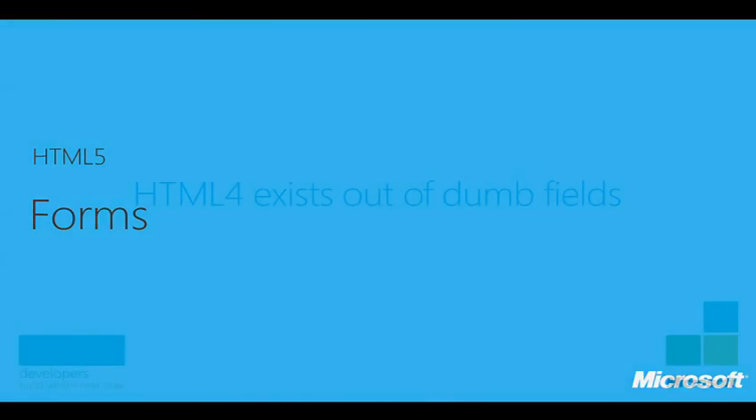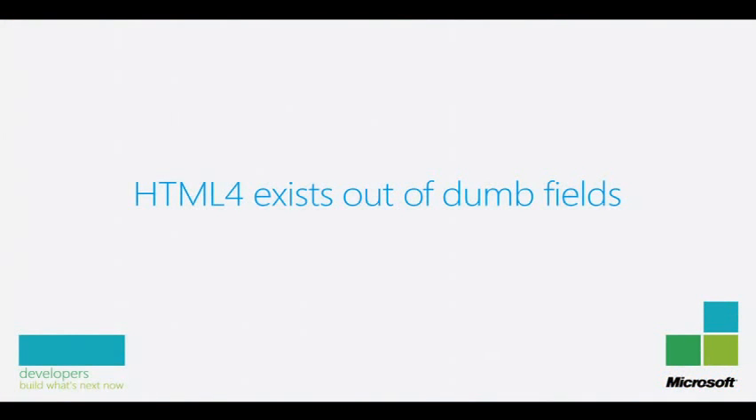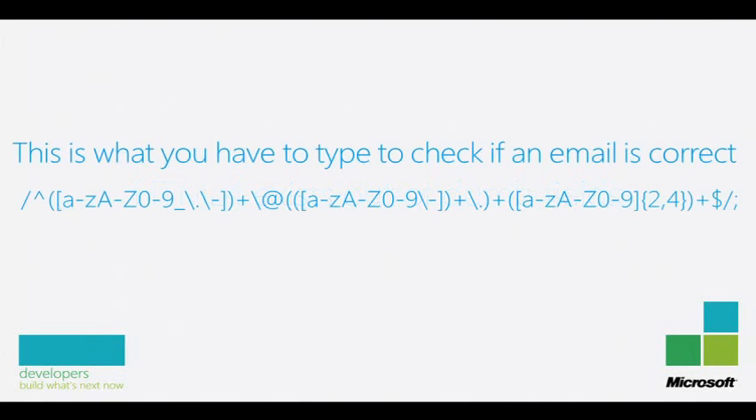Now, if we look back at HTML4 and the older versions of HTML, they consisted of dumb fields. Why do I mean dumb fields? Well, there were basically simple text boxes, and there was no way that the browser checks the content inside these text boxes. For example, this is the code that you have to write to check whether an email address is correct in that text field.